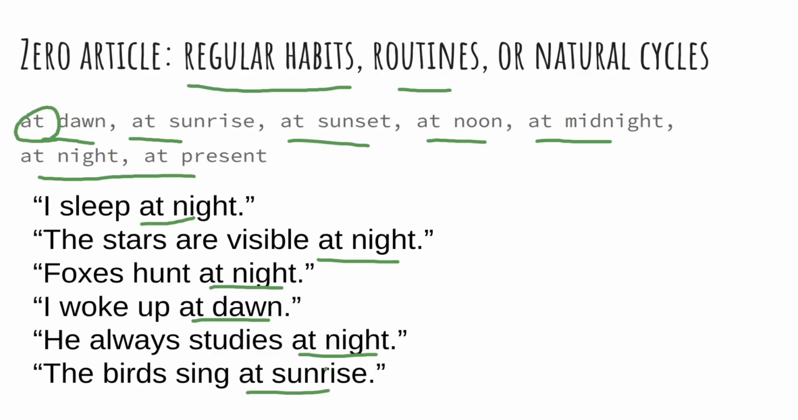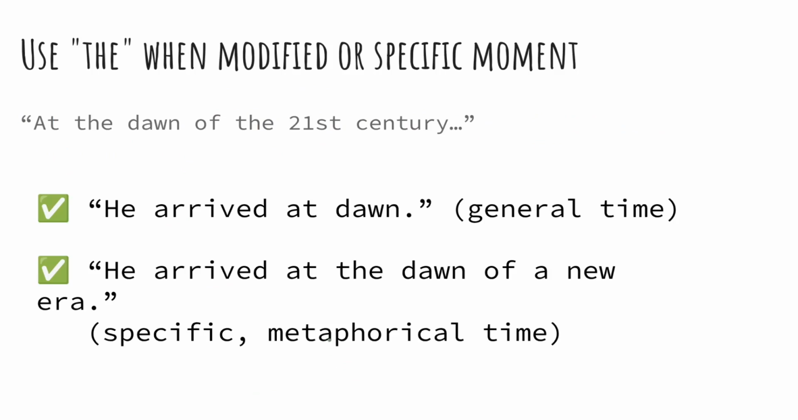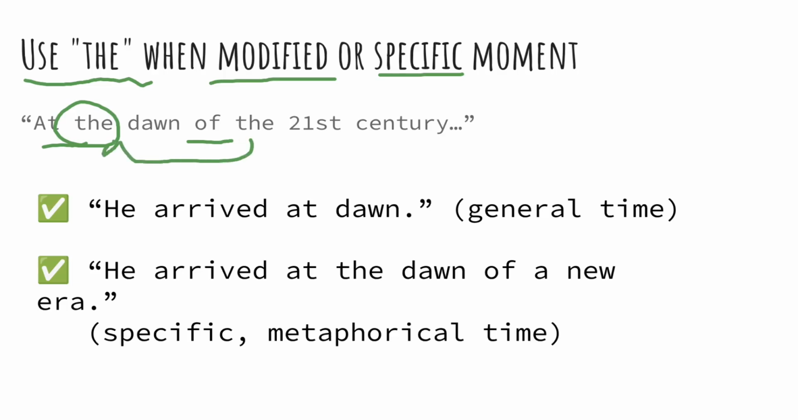No article is needed. When is the used with time expressions? You may use the when the phrase is modified or refers to a specific moment. For example, at the dawn of the 21st century. Now, dawn refers to a specific metaphorical time, so we use the. Compare, he arrived at dawn, general time. He arrived at the dawn of a new era, specific metaphorical time.